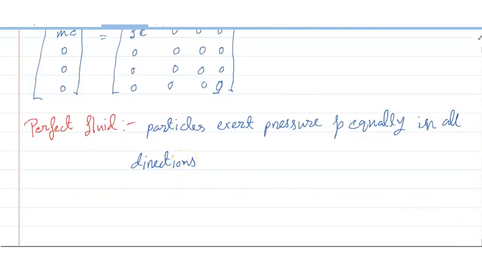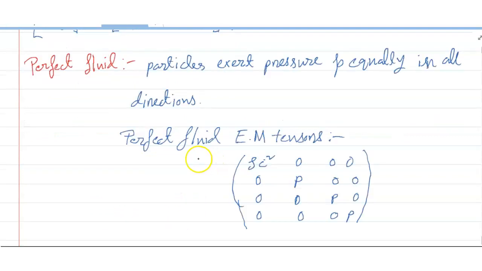What is the perfect fluid? A perfect fluid is one whose particles exert pressure p equally in all directions. The perfect fluid energy momentum tensor is: first, rho c squared, pressure p in all spatial directions, and the other entries are 0.